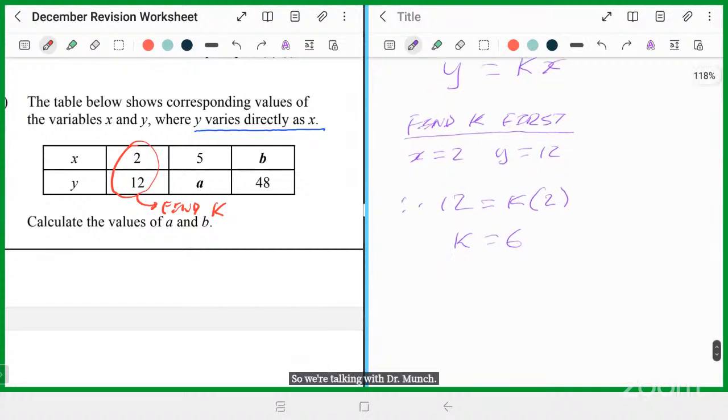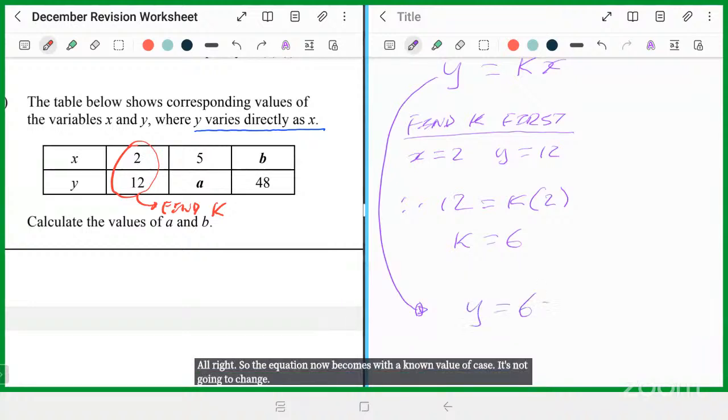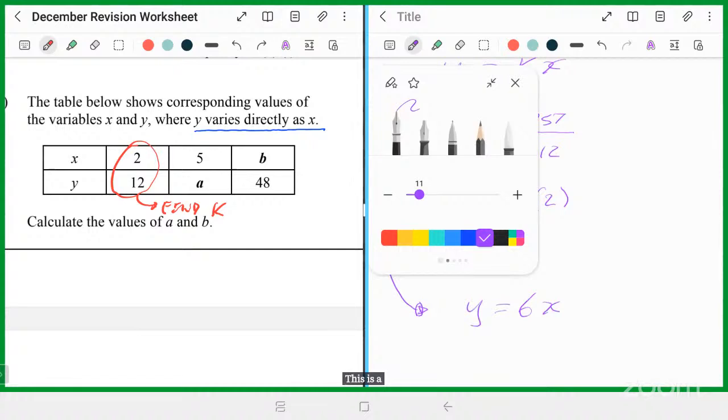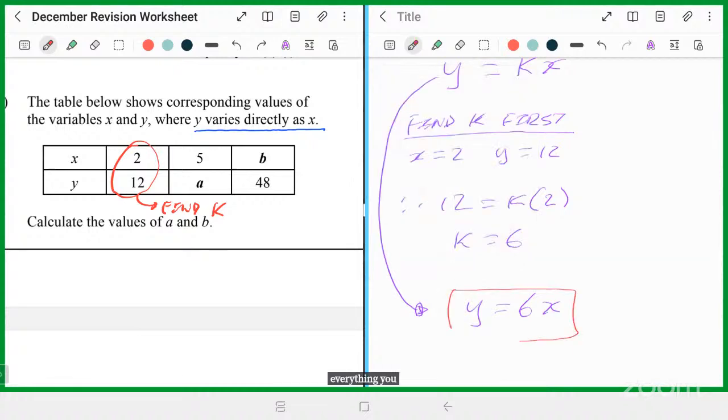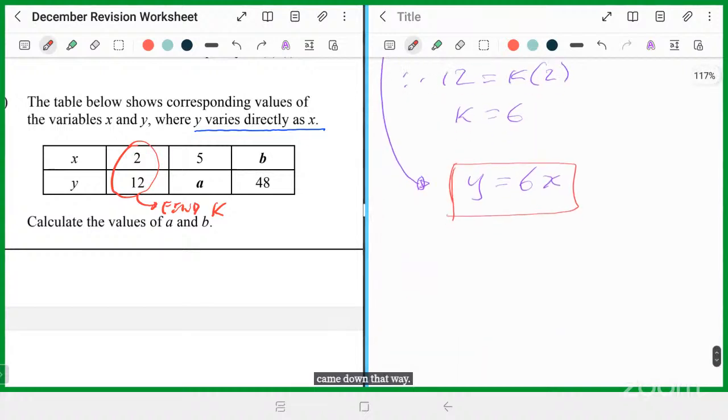All right. So the equation now becomes, with the known value of k being a constant that's not going to change, y equals 6x. So this is the formula now that will govern everything you do going forward, because you now know it fully. Remember, we can do the question without actually finding the k, the 6. It can be done that way. We're going to use this now on these pairs to find out what the A and what the B is. On the first pair, the x is 5 and the y is A. We're going to plug them in the formula. The x is 5 and the y is A.